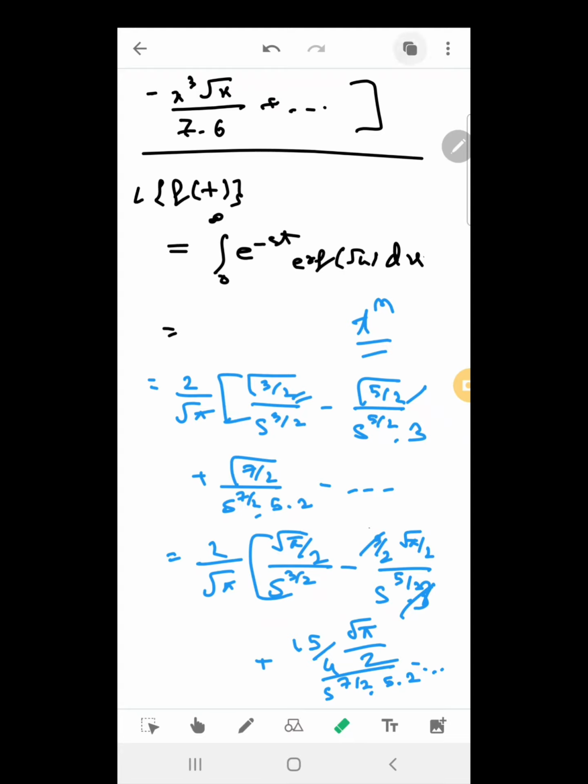Next page. Yeah, next page. So from here what we actually get is that we can take root pi outside, and this root pi will eventually get cancelled, I guess. Okay, so the Laplace transform of the error function of root x will actually give you, so root pi gets cancelled, and you can take a 2 outside also. Yeah, you can take a 2 outside also. That will also do your work. You can cancel the 2 also. This actually becomes 1 over s to the power 3 over 2. Clear?